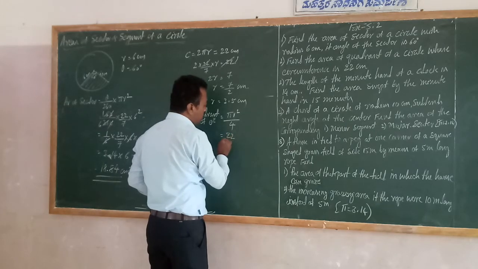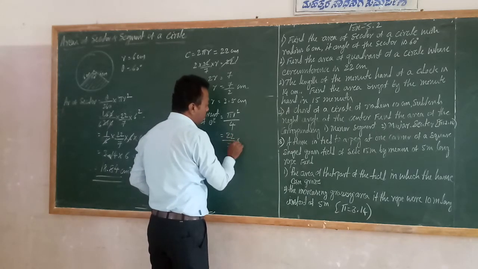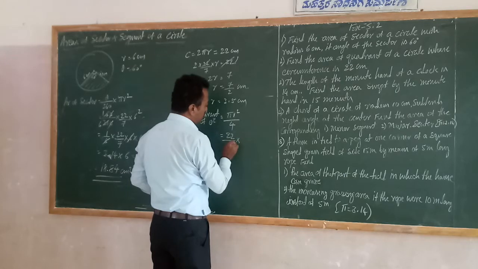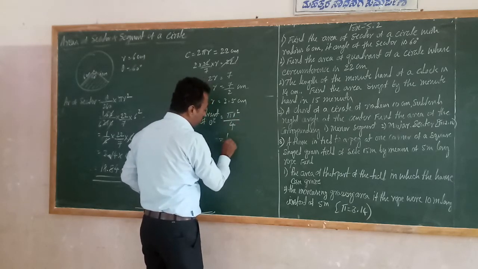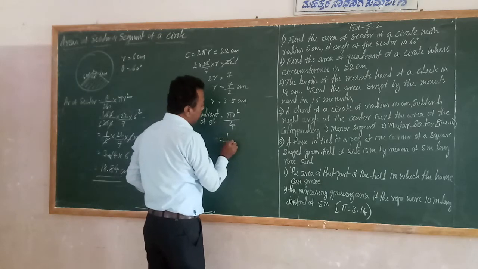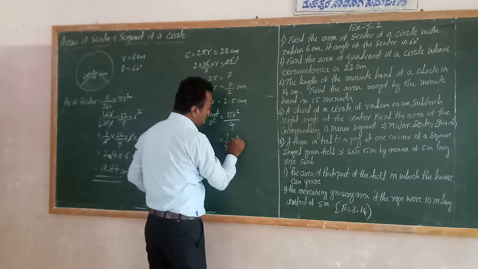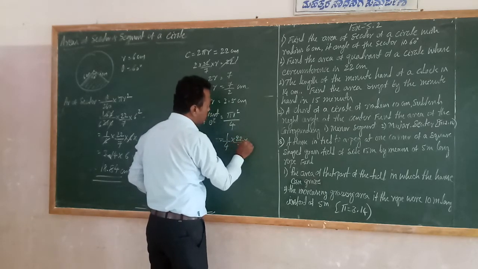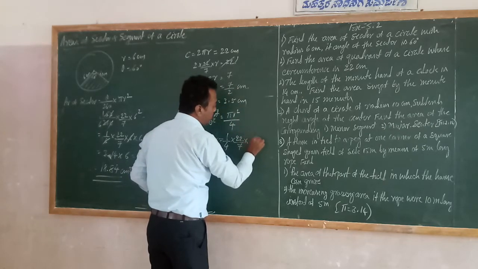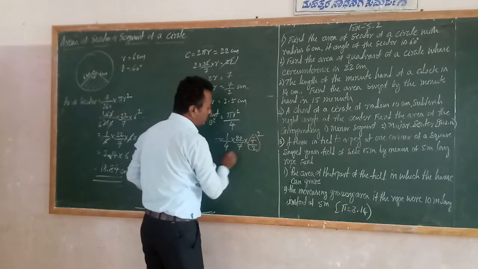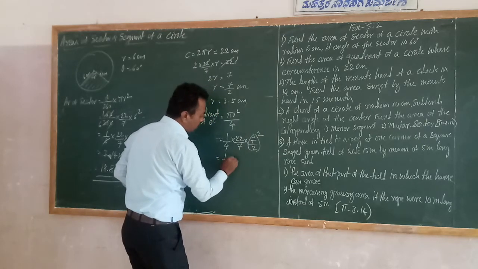So pi means 22 by 7, into r square. For 1 by 4, you should take out the constant, into pi means 22 by 7, into r square, which is 3.5 or 7 by 2. Anyone you should use it: 7 by 2 whole square. That only you should use, because the calculation is very easy.